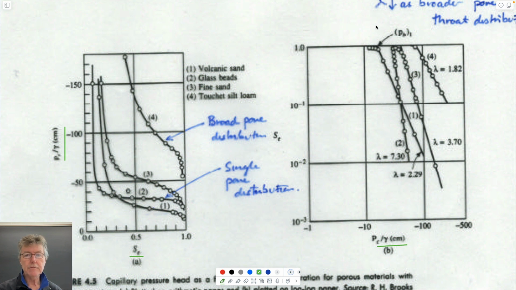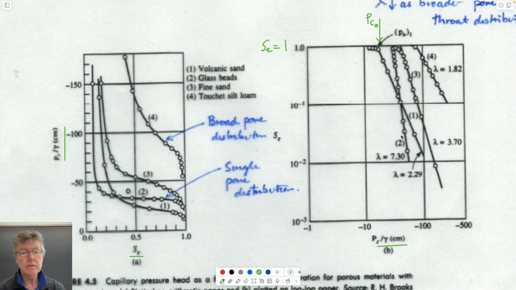So if you think about it, this is 100% saturation. And so this, by definition, would be the bubbling pressure for this particular one. So it's the pressure you have to get at 100% water saturation to first get a bubble of air to go into the system. And then once you do that, if you keep on increasing the pressure of the air, you'll progressively force more and more of the water out and change the saturation along this.